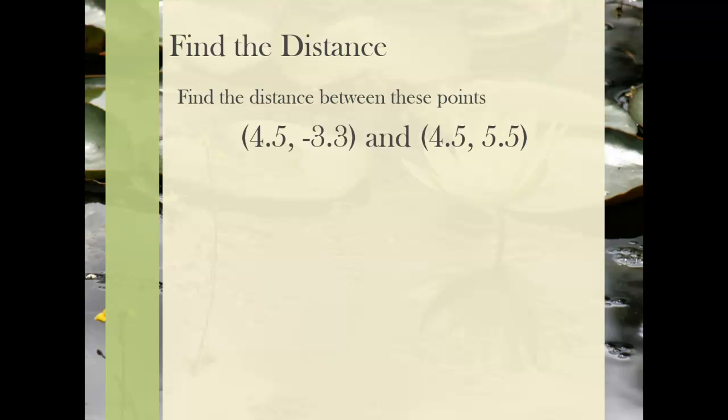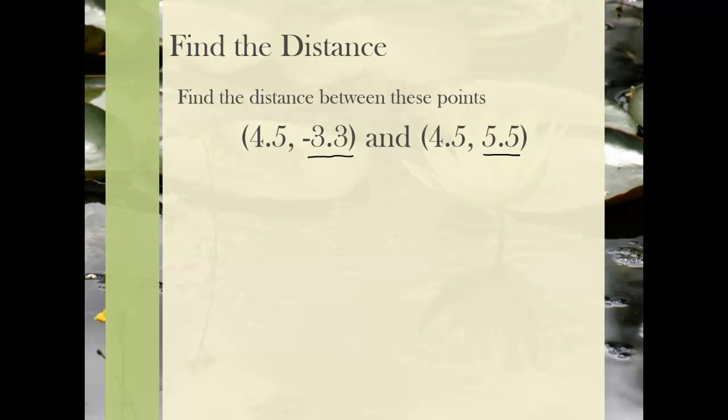Next, we have two ordered pairs that are expressed in decimals. This does not change anything about how we find the distance between them. First, we need to determine if they are in the same quadrant. Both of the x values are the same and positive, but we know that these are in different quadrants because one of the y values is negative and the other is positive.